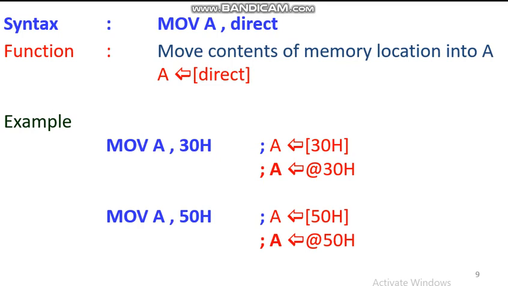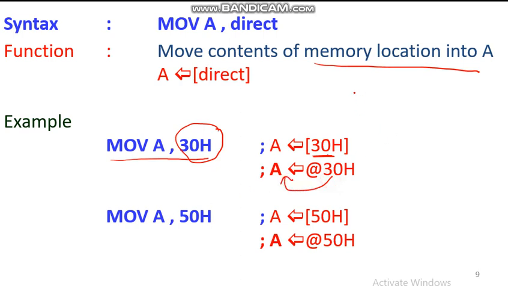Now the next syntax is MOV A, direct. This says that the content of a location is copied into A. You can see here the instruction MOV A, 30H. It does not have a hash here, it is simply 30H, so it is pointing to an address. So go to address 30H in the RAM. From that RAM location, copy the data into the accumulator.